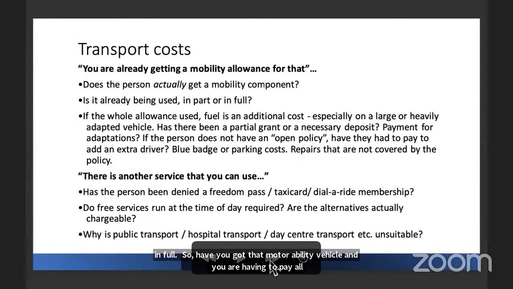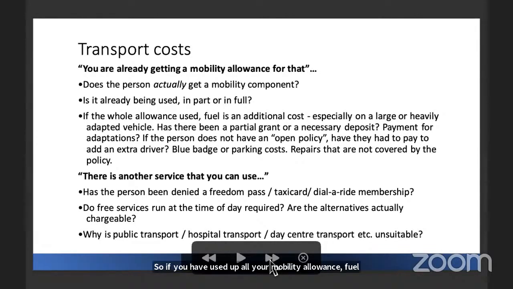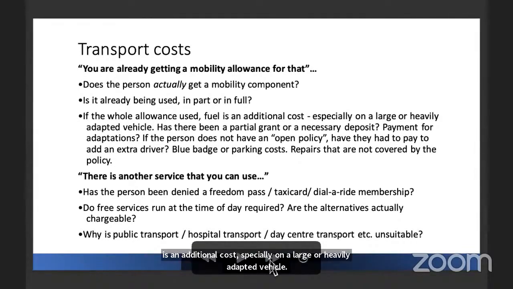So if you have used up all your mobility allowance, fuel is an additional cost. I've put here, especially on a large or heavily adapted vehicle. If you've been given a partial grant, or is there a deposit needed? Again, those are things that you need to build up to be able to pay. So you haven't paid it yet, but you will need to pay it. Same with adaptations and the insurance. If you're not able to have an open policy on your Motability vehicle, you might have to pay additional amounts to have that third driver.